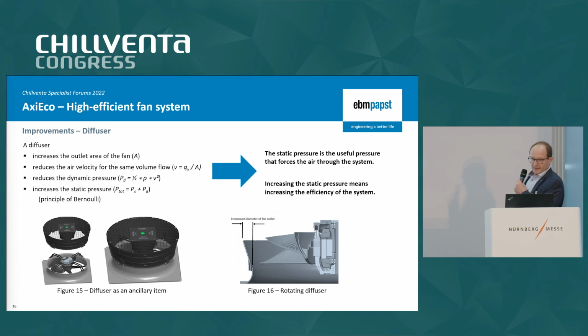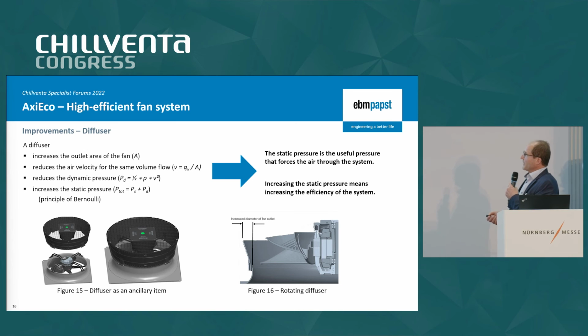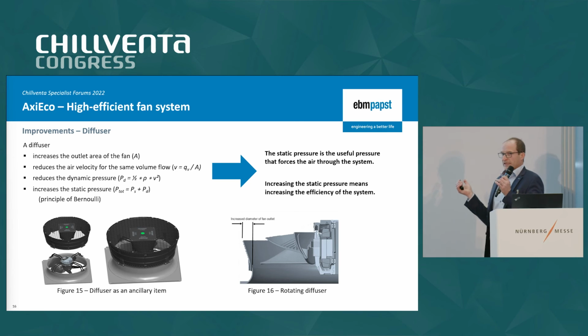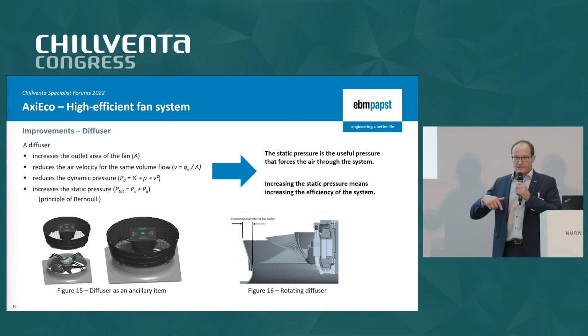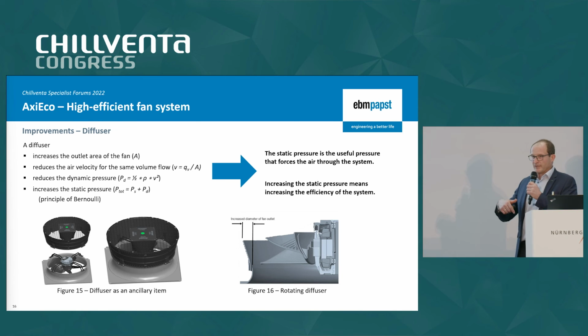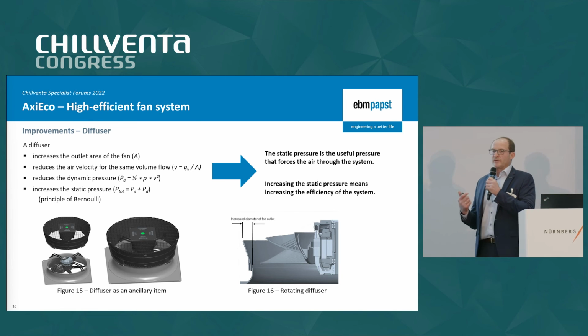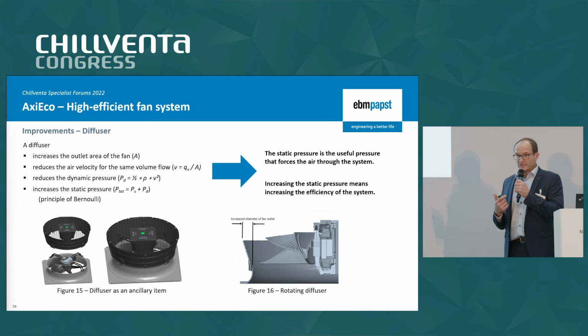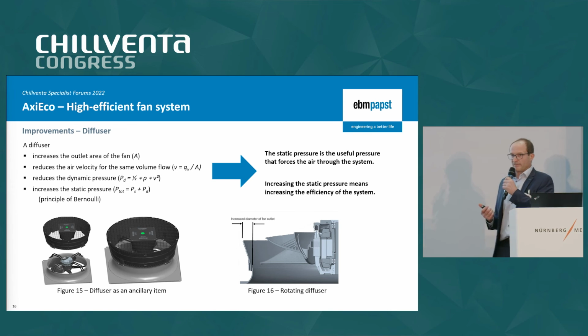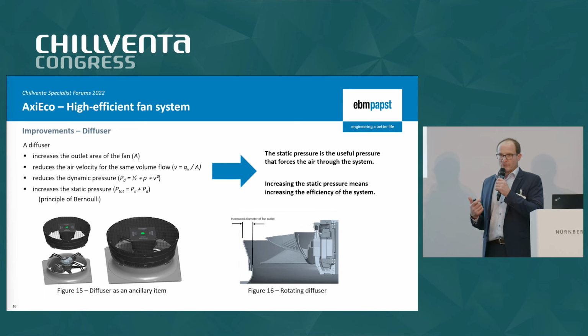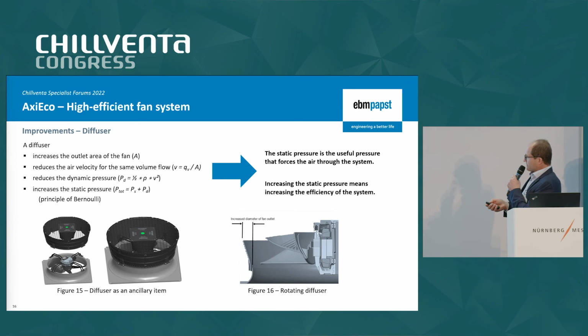Furthermore, what we can do is using a diffuser. A diffuser increases the outlet area of the fan, and increasing the outlet area means we reduce the velocity of the air, because the airflow is still the same. And by reducing the velocity, we increase the static pressure, and by this we increase the efficiency of the fan. At the same time, we also improve the noise behavior. And this is actually what we have done also on the AxiEco.